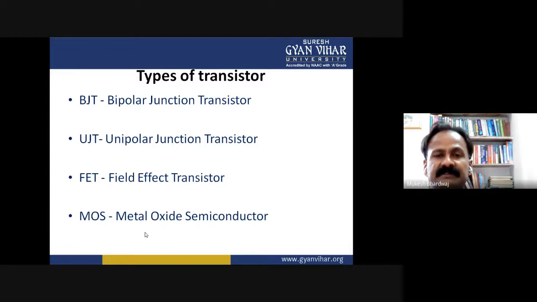Types of transistors. These are the types of transistors as per the need where we are going to use, because a transistor works like a switch. So it has different uses depending upon the low voltage to high voltage. BJT, bipolar junction transistor. UJT, unipolar junction transistor. FET, field effect transistor. MOS, metal oxide semiconductor. CMOS or PMOS.